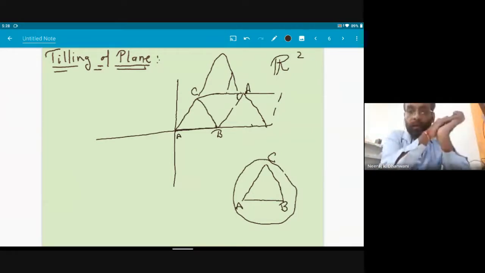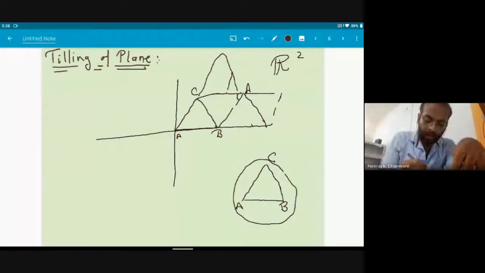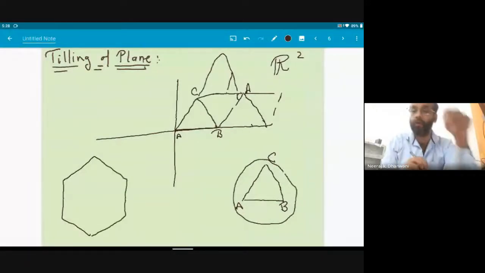This was an interesting question: why is this only possible with triangles and squares and other quadrilaterals, with a particular type of quadrilateral? Why not with any type of shape? That comes again from very easy geometry, and I am leaving it for the students: if you take the regular hexagon, it cannot cover your R2 plane.